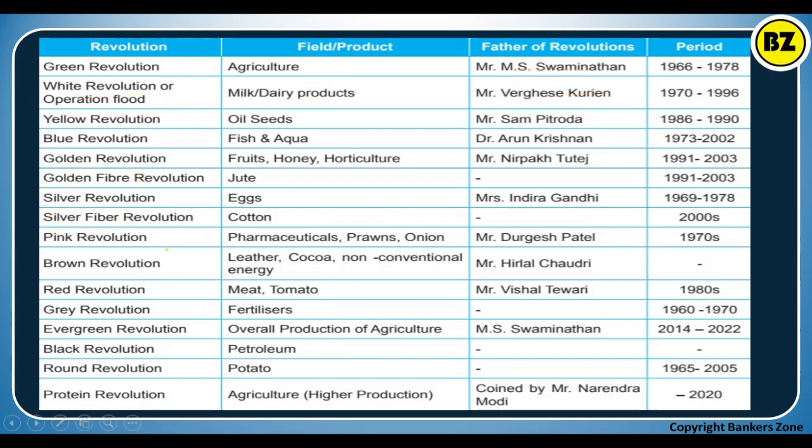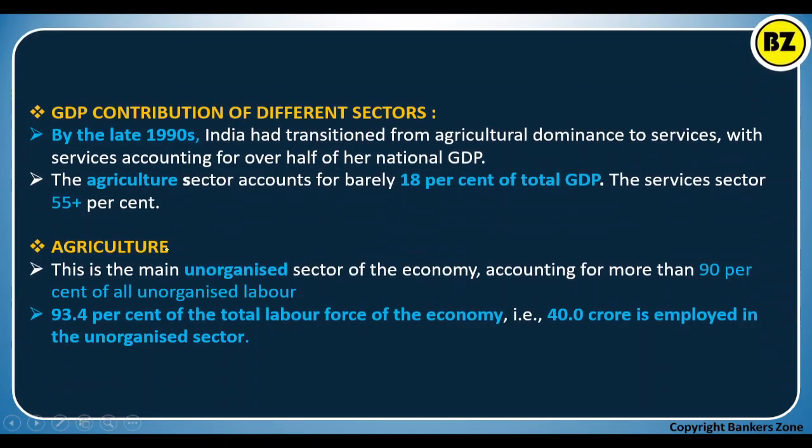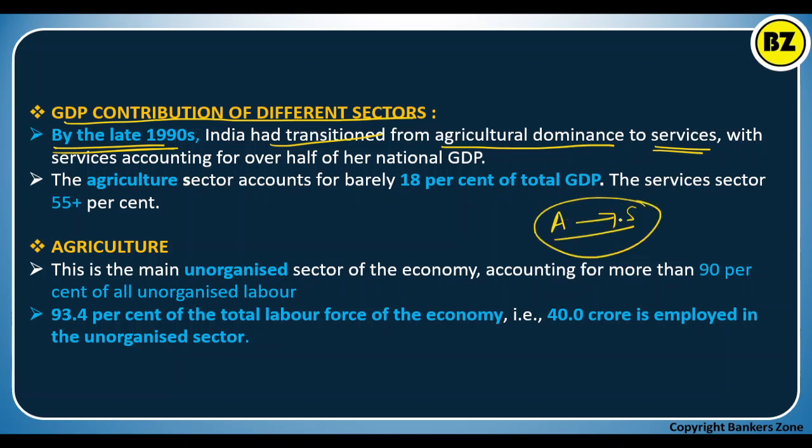Okay, now we'll move to the next. See, GDP contribution of different sectors. Okay, how different sectors have contributed, that we will discuss. Now by the late 1990s, India had transitioned from agriculture dominance to services. I have already told you in the beginning how the Indian economy transferred from agri to services. Okay, and that started in 1990 with services accounting for more than half of the GDP. So our economy will be a service oriented economy.